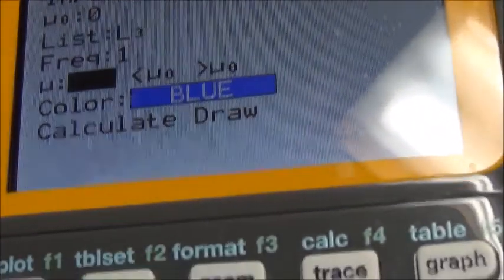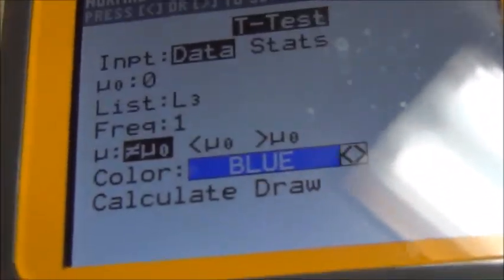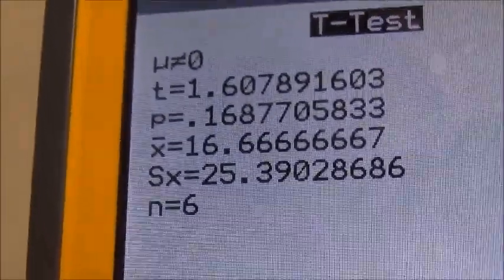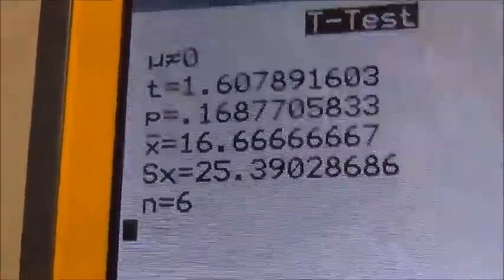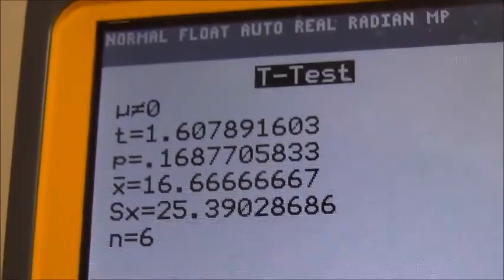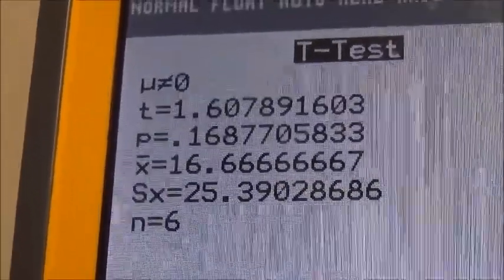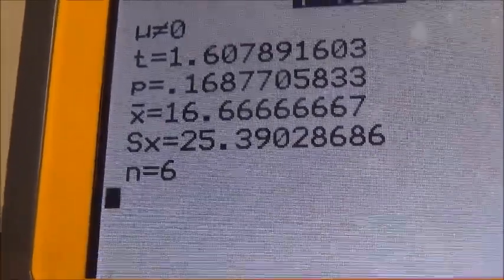then I want my alternative hypothesis. It wants to know if it's been changed, and so we're going to use the not equal, which is what we have there. If it's not highlighted, highlight it and then enter on that so that it's the not equal. And then cursor down to calculate and go ahead and calculate your information. So my t value is going to be 1.6079. My p value is 0.1688.